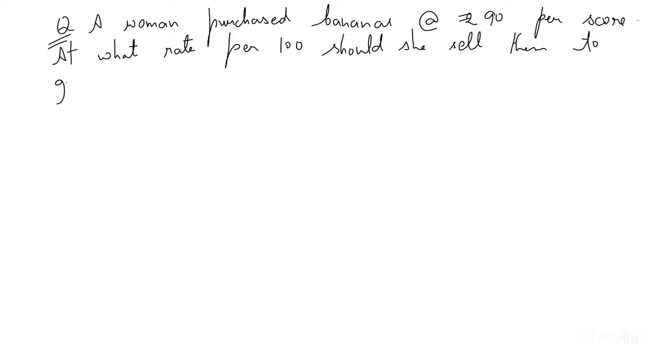Ma'am, after 90, there's a word. I can't read it. Can you just say what? There's 90 per score. Ma'am, now that you've written the question, can you put a line on the score and write 20? 90 rupees per score.